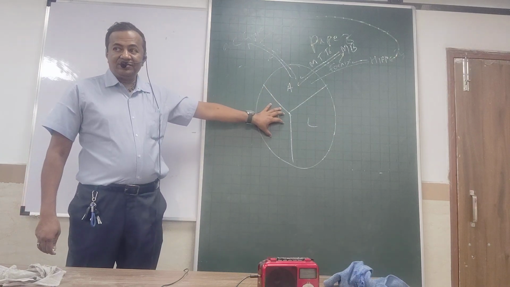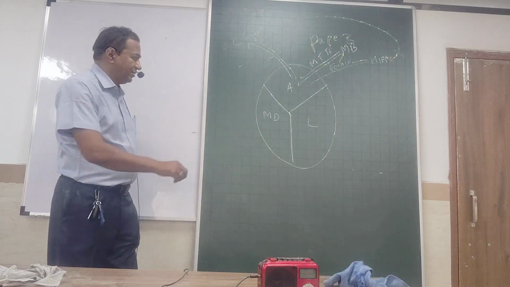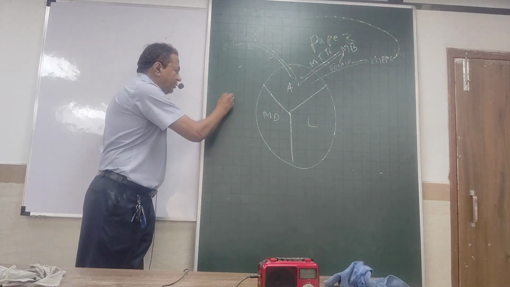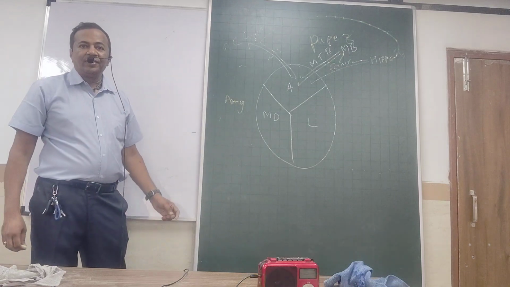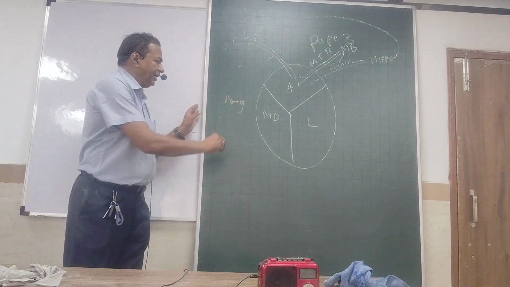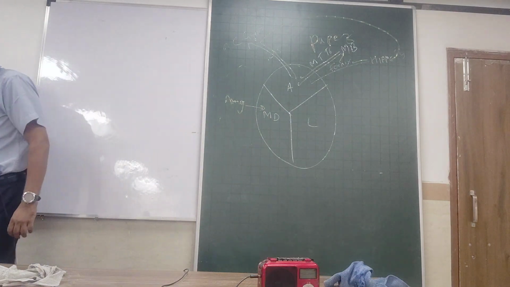Medial dorsal, the only connection I am going to mention is about amygdala, amygdaloid body. Amygdaloid body has connection with median dorsal. Okay?